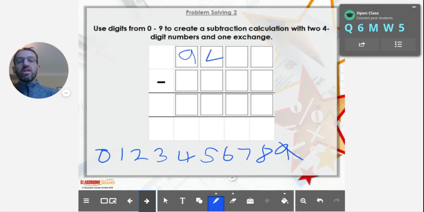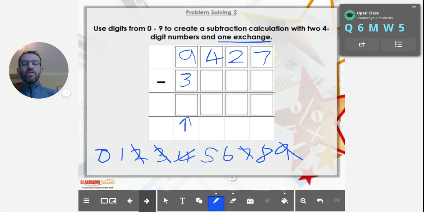So 9, 4, let's use a 2, and let's use a 7. And I need to do some exchanging here. So I know if I take 3 away, sorry, from 9, there's no exchange. I'm only supposed to do 1 exchange, yeah? That's when you borrow or take from the other column. This thousands column here, there's going to be no exchange.